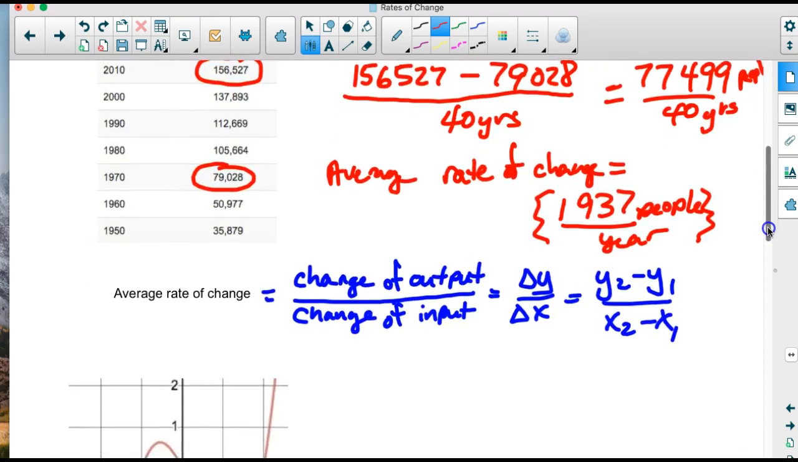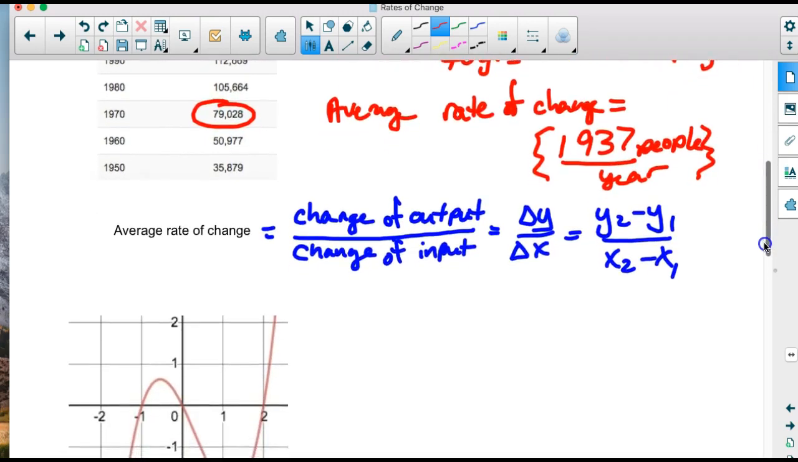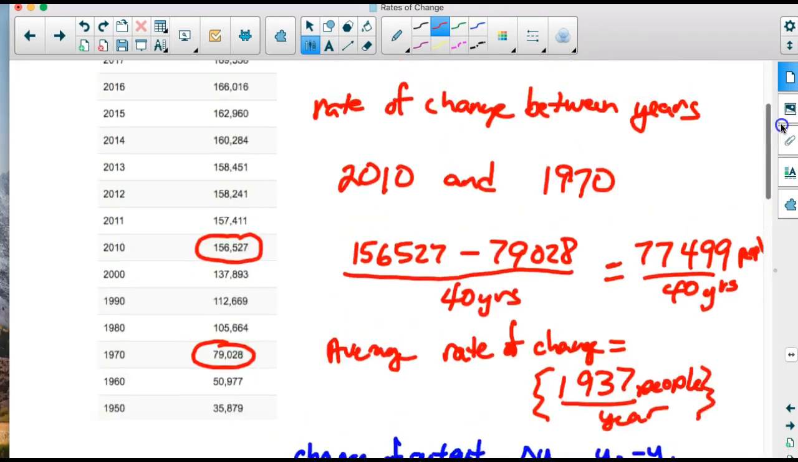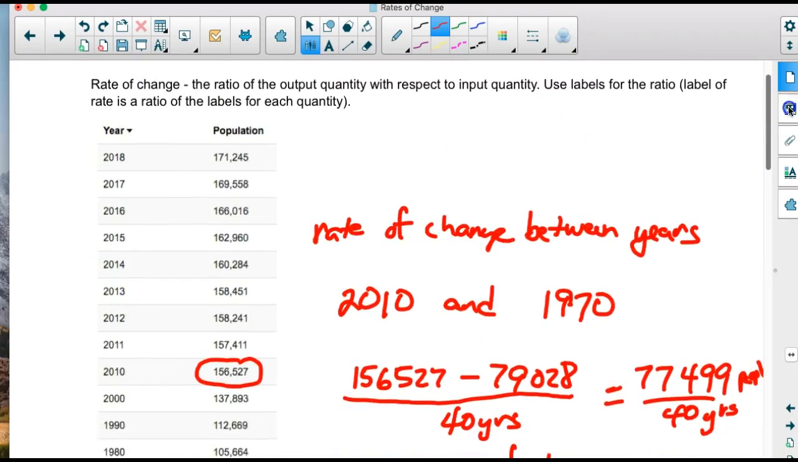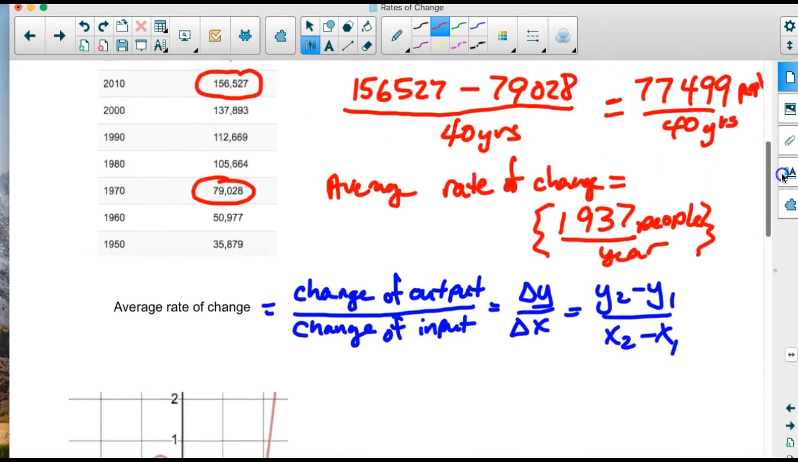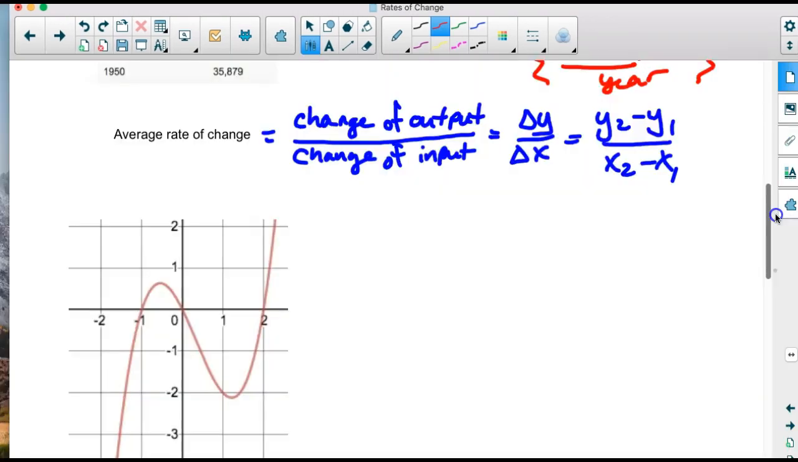If we're going to do an average rate on a graph, we're going to take the y values of the graph and subtract them, and the x values in the graph, subtract them, then divide to find the average rate of change in a graph. In a chart, we're looking at the same thing here. Rate of change happens by the same method as average rate of change.